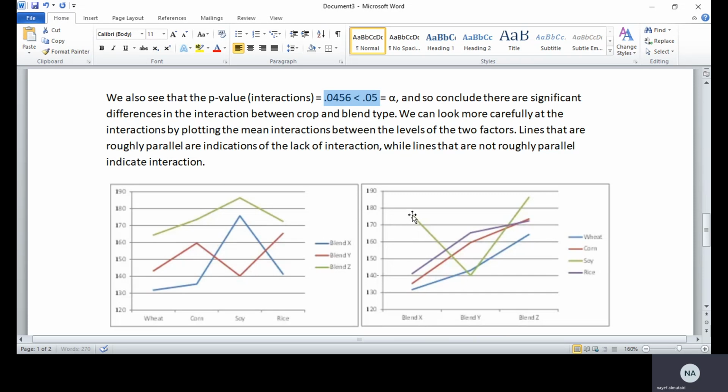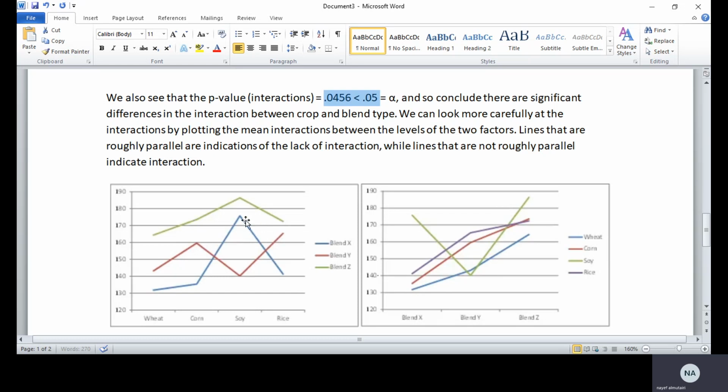See it from here? See this going down and then up for the soy. Of course, it went down because of the second blend, while it was up for the first blend, and it went high up in the second blend. This is for the soy. So for these other things and the blends with each one of them, you can see that these are parallel, so there is no interaction, but this huge interaction of the soy made the p-value more significant.